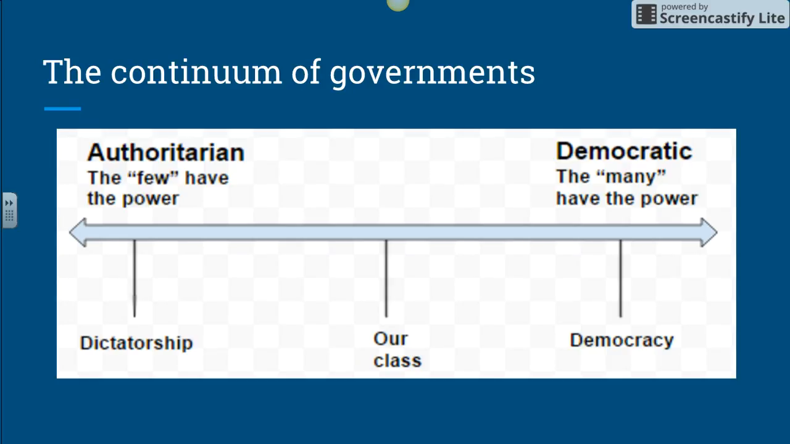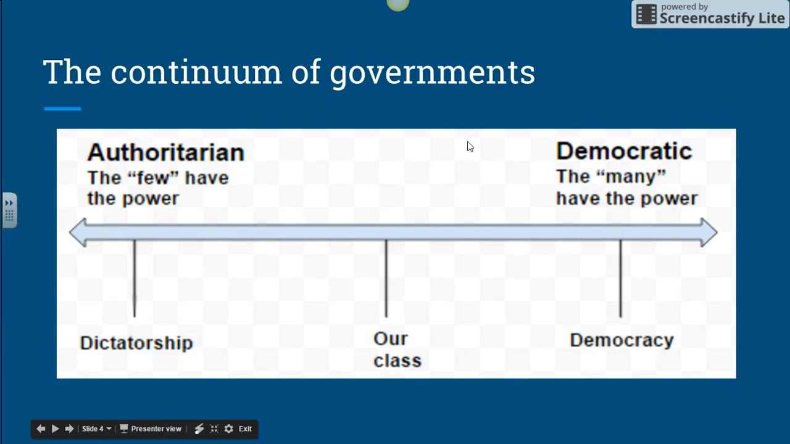This graphic shows what I mean by a continuum. So we have this line right here. And a continuum means that different things fall in different parts of the line. So for example, governments that are democratic over here are the kinds of governments in which the many have the power. For example, democracy is a kind of democratic government because in democracy, the many have the power.